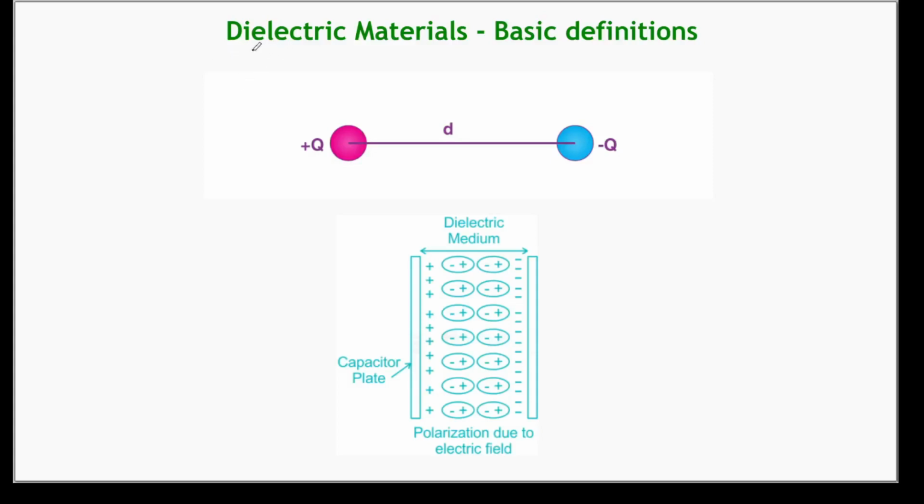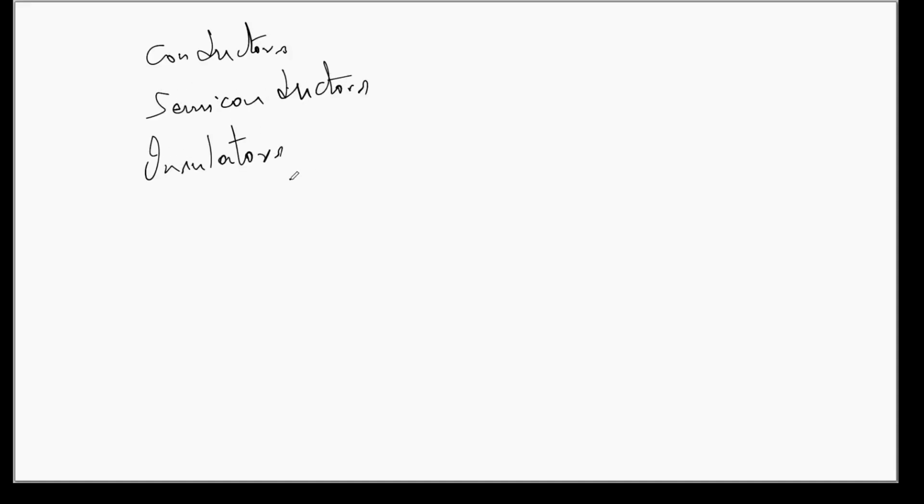Hello, welcome back. In this video we'll discuss the dielectric materials and their basic definitions. A dielectric is a special type of insulator. If you remember, we have classified the materials using their electrical properties as a parameter into conductors, semiconductors, and insulators. A special category of insulators are called dielectrics. All dielectrics are insulators, but all insulators are not dielectrics.